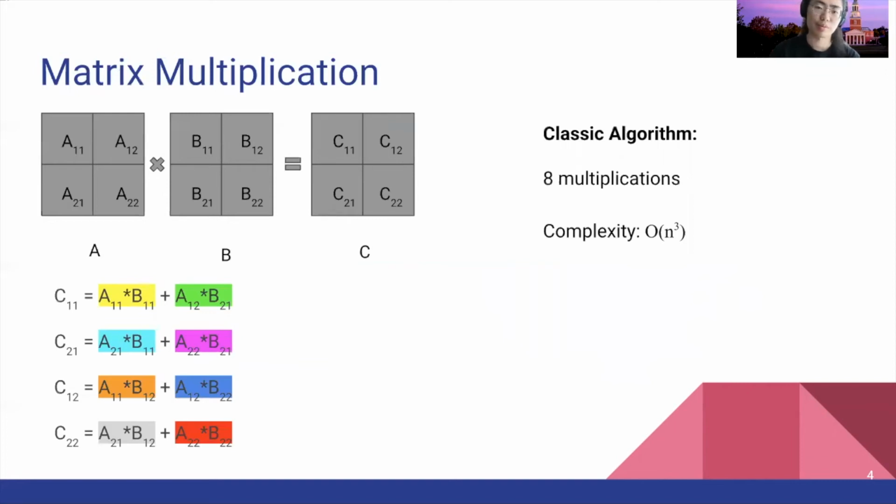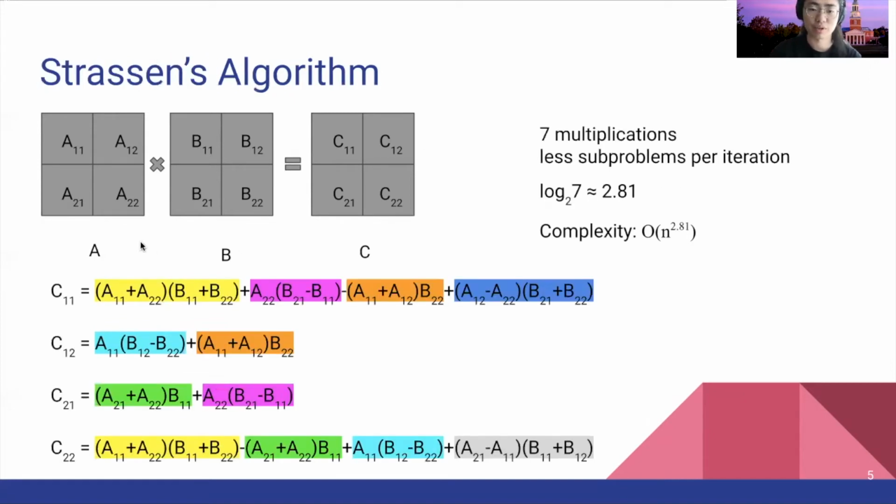When we are doing matrix multiplications, we usually use the classic algorithm. This algorithm has 8 multiplications for each recursive step, and its complexity is n cubed. Strassen found a faster algorithm, shown below. This looks complicated, but it only has 7 multiplications. If we want to compute its complexity, the exponent of n is log base 2 of 7, which equals 2.81. This means that this algorithm is much faster than the classic algorithm. However, it is not likely to find a 6-multiplication algorithm.